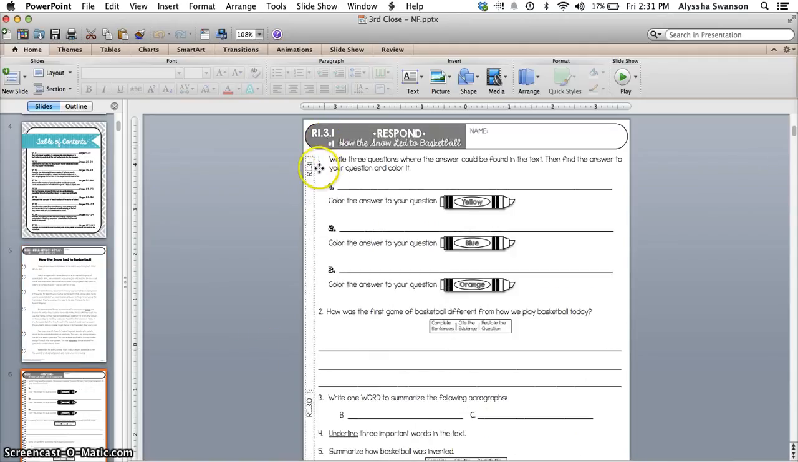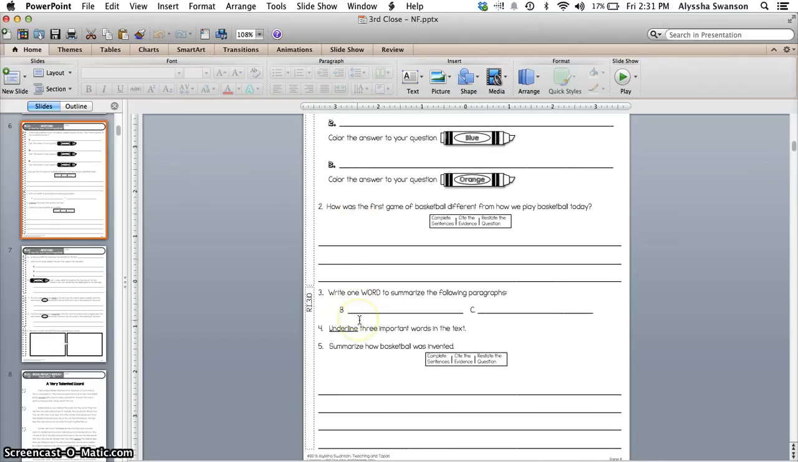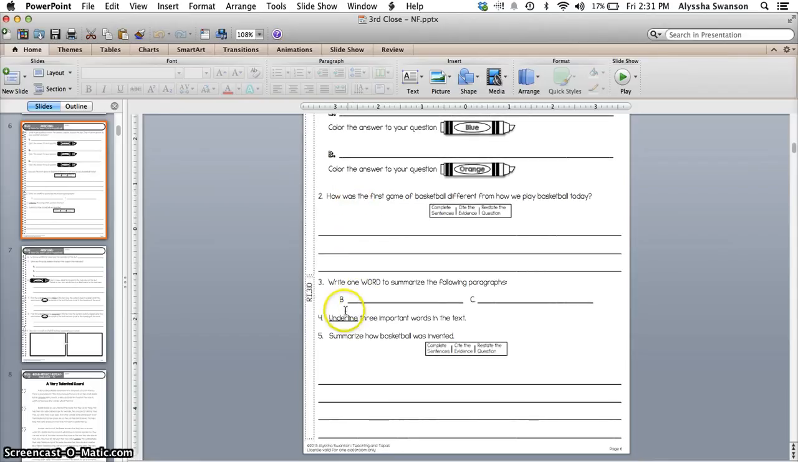We're still on standard 3.1, where the student is writing 3 questions where the answer could be found in the text. And then they're finding the answer to the question and coloring it. So they're going to go back to the text and show us that they could actually find the answer, because that is explicitly what is said in the standards. On the bottom of the first page for each of the passages, I have the students going back, and this is more of a comprehension section where you're just checking to see that they have the overall comprehension of the text.